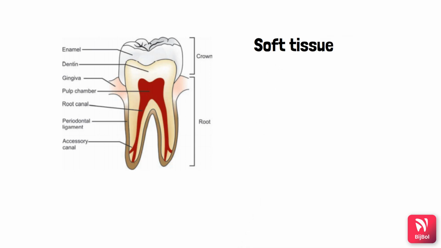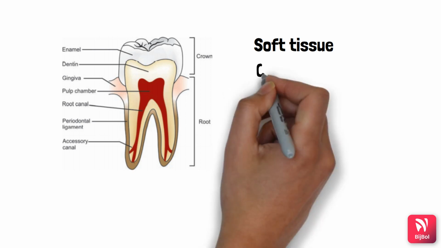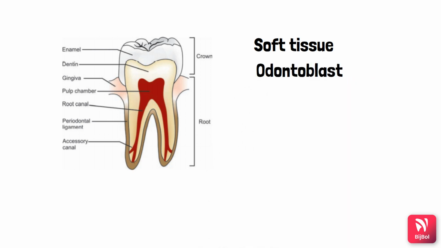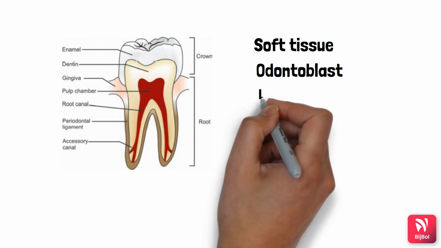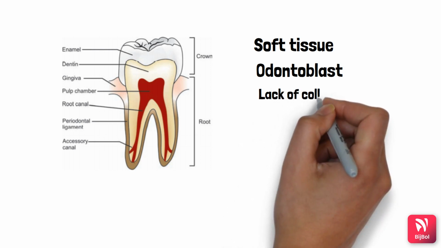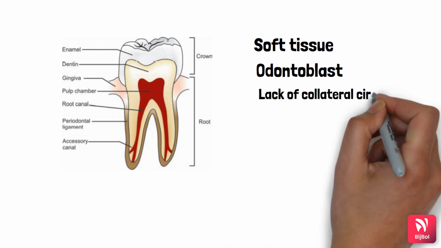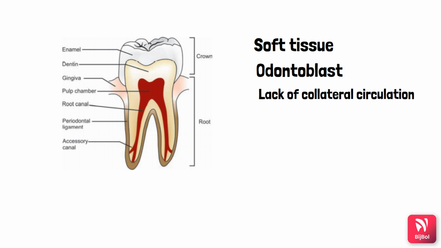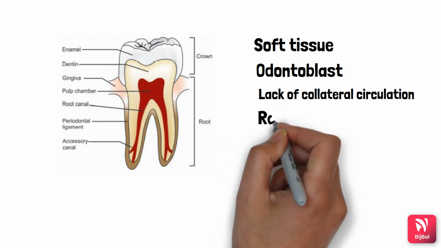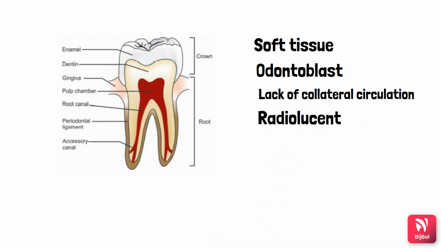for expansion. And the odontoblasts present in the pulp have the ability to form the dentin in response to caries and also other irritants. And also it lacks collateral circulation, which limits its ability to cope with bacteria and necrotic tissue. And it gives the radiographic appearance as a radiolucent line.